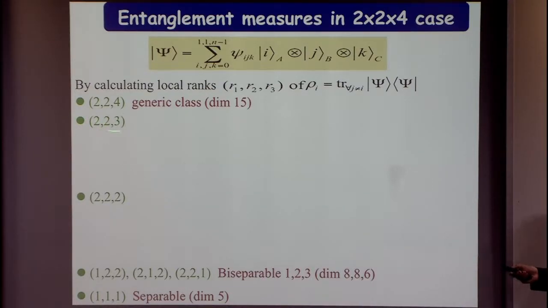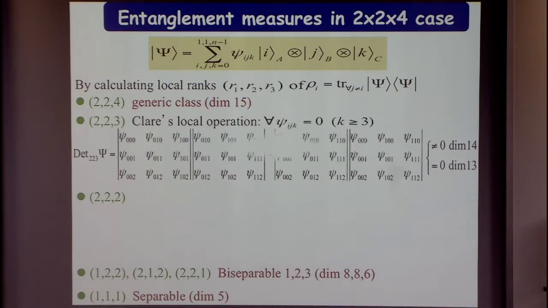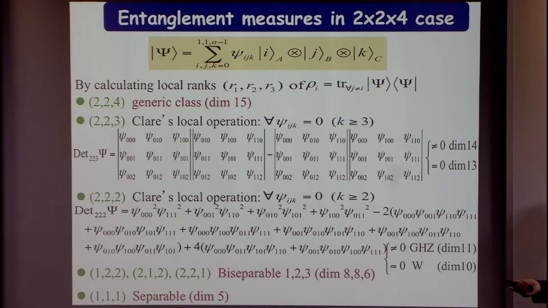If you get 2, 2 and 3, as we saw, you have two possibilities, and this is distinguished by the corresponding determinant, the determinant of the 2 by 2 by 3 form. When you get the local ranks 2, 2 and 2, as we saw, you can use the hyperdeterminant, and this distinguishes the GHZ and the W class. If the ranks are much smaller, then they are not genuinely tripartite entangled. These three possibilities are biseparable, in the sense that only two parties are entangled, and if all ranks are 1, it corresponds to completely separable states.